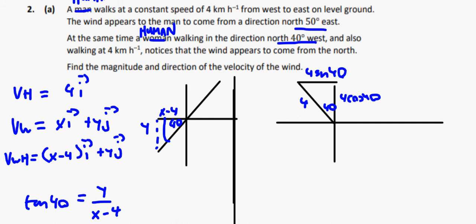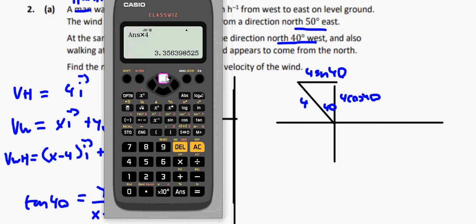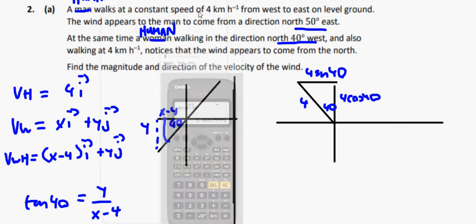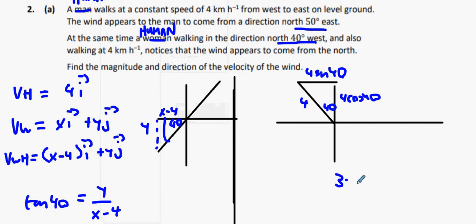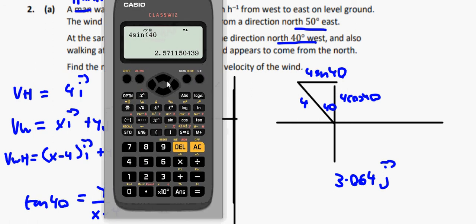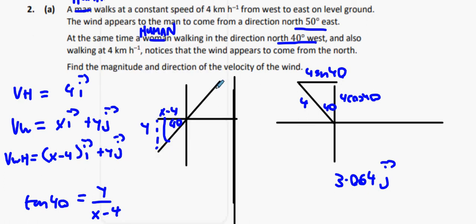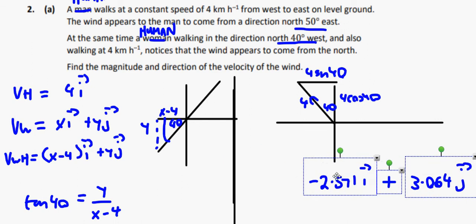So 4 cos 40, which we have here earlier, is 3.064. So it's 3.064j, and for 4 sin 40, it's 2.571, so 2.571i. But it's going to the left because it's going left and upwards. So that is the velocity of the human, vh.